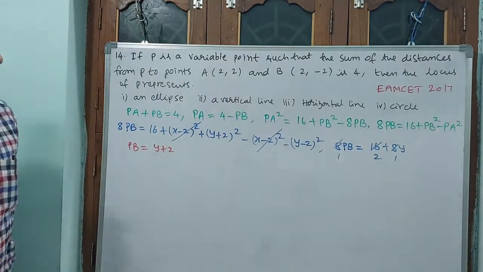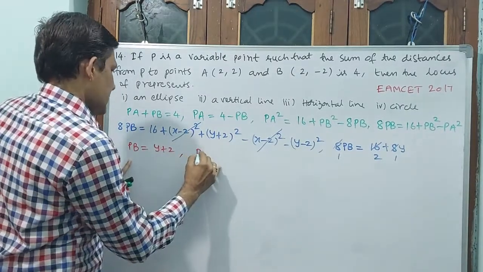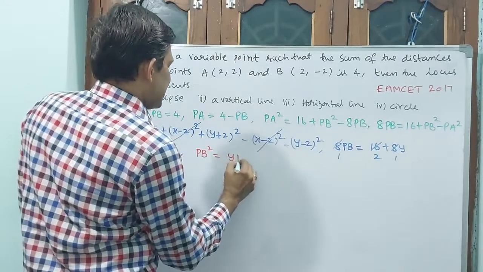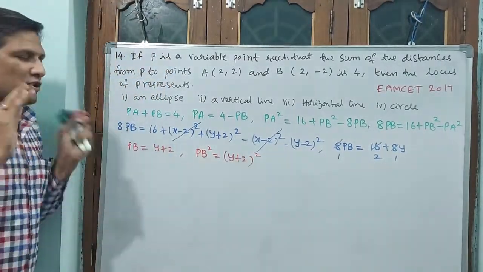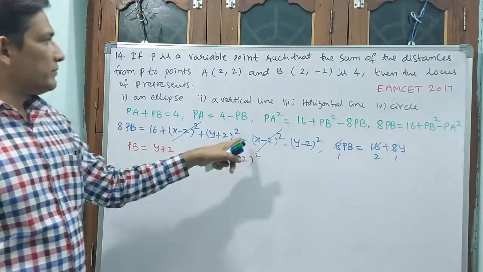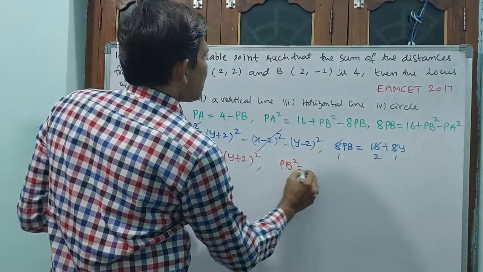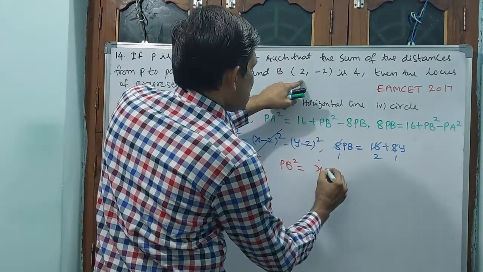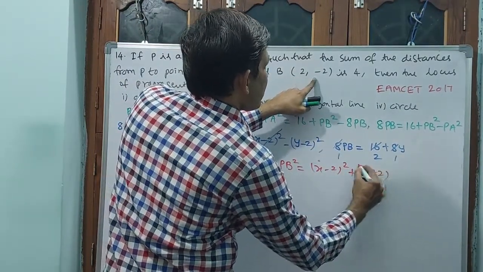Okay, y plus 2. PB is equal to y plus 2. Okay. Now, I am squaring on both sides. PB square is equal to y plus 2 whole square. Now you stop. But PB square already you have got some other value. You see, PB square is what? Once again I am writing. But PB square is equal to x minus 2 whole square plus y plus 2 whole square.